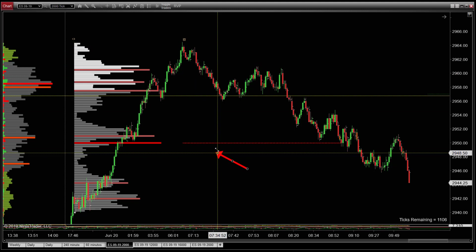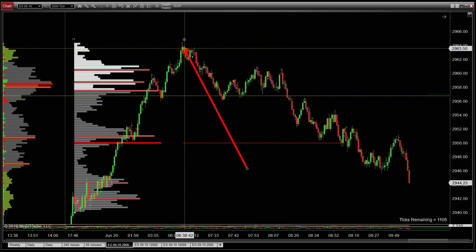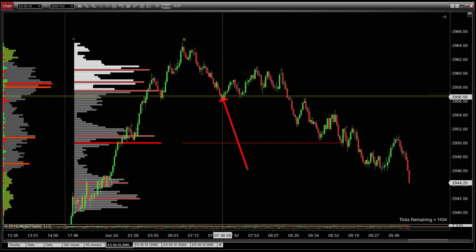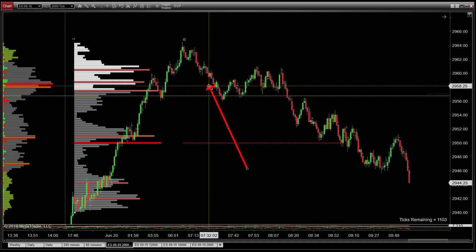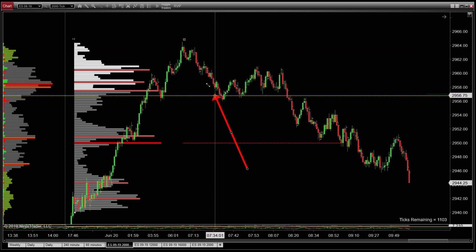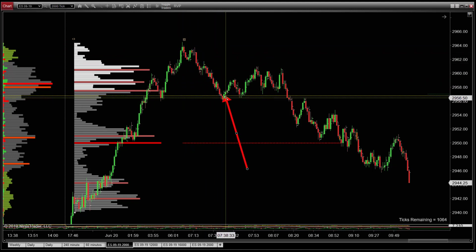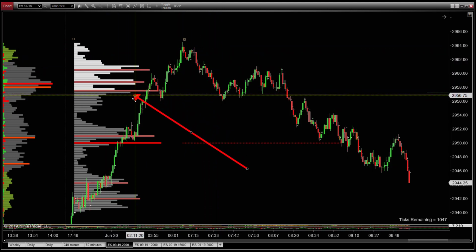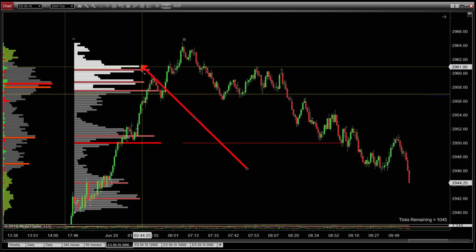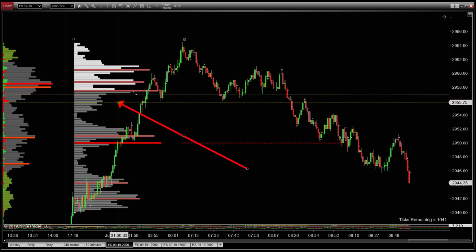I'll be looking at it when the market's moving back against it, to look at the areas and determine good places to maybe try and trade. Generally, you're trying to find the bigger profile.